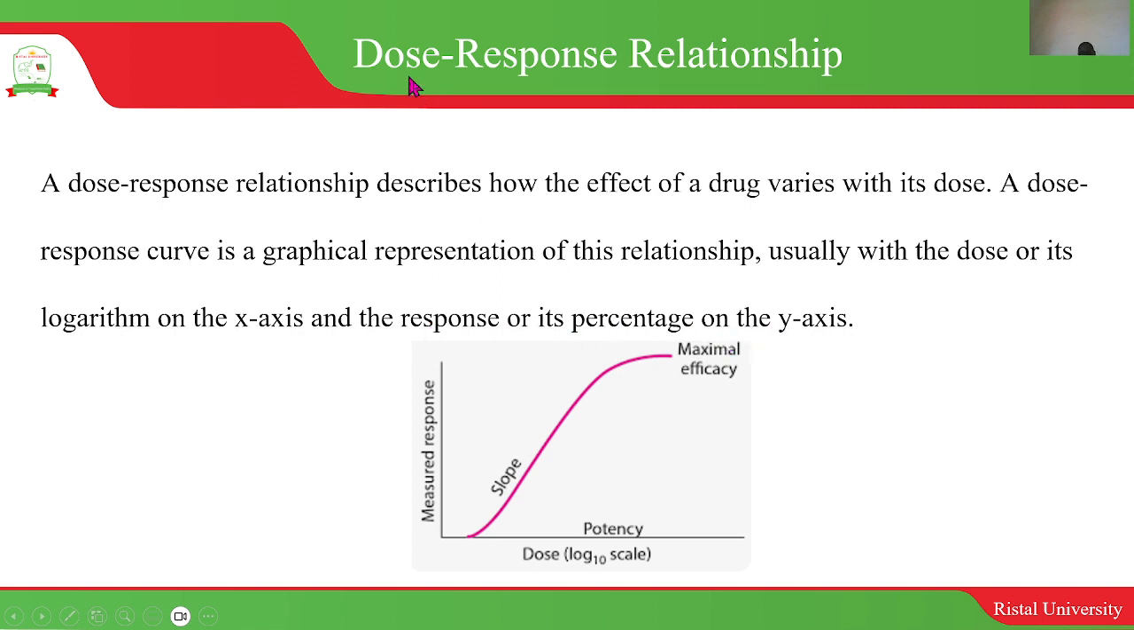So we're looking at the dose response relationship. Here is the measured response from the drug, and then we look at the slope of this graph, okay? Minimal and maximum efficacy, and then the potency. If we measure the slope, the y-axis against the x-axis, this gives us what we call the dose response relationship of this particular drug.